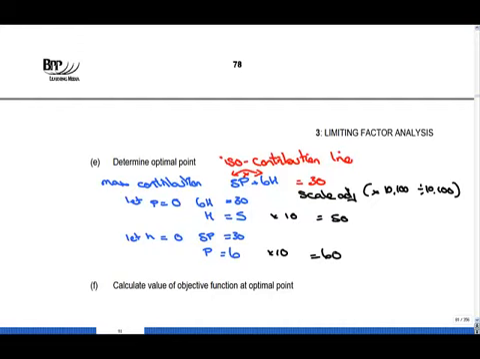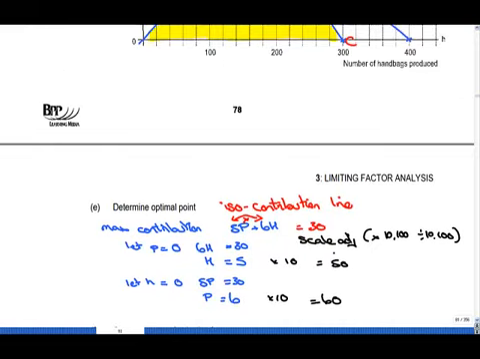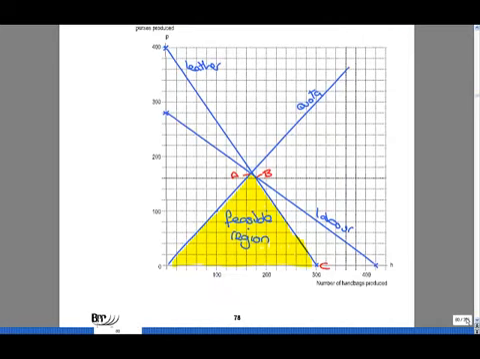So let's drop that line onto our graph. Be careful when you do this: what you want to put on here is a dotted line rather than a solid line. So for our iso-contribution line, we want 50 handbags, which is here, and we want 60 purses. Remember, we're going to join these two points with a dotted line, and we're always going to label everything we put on our graph. Here's our iso-contribution line.